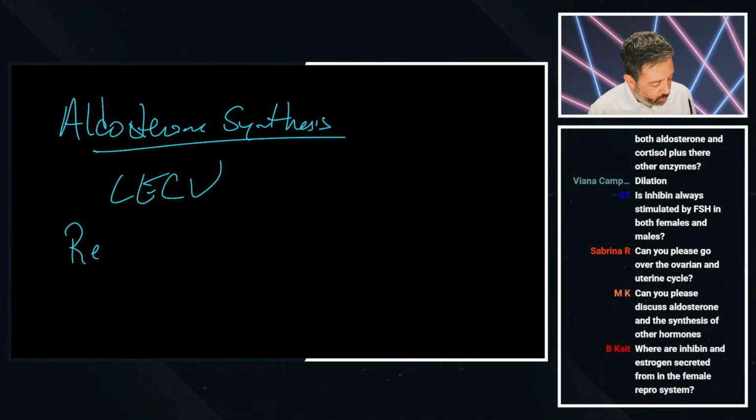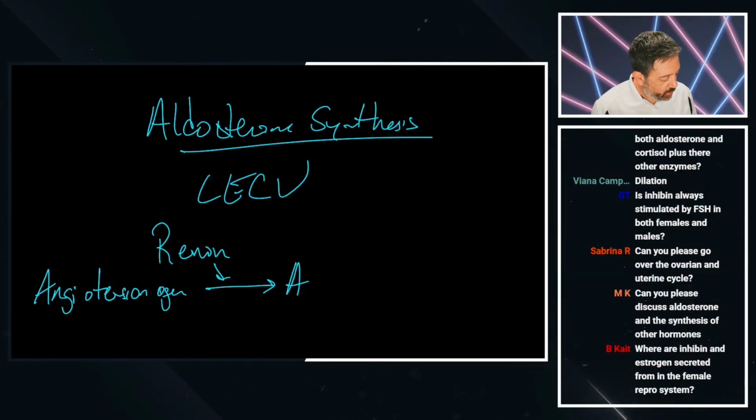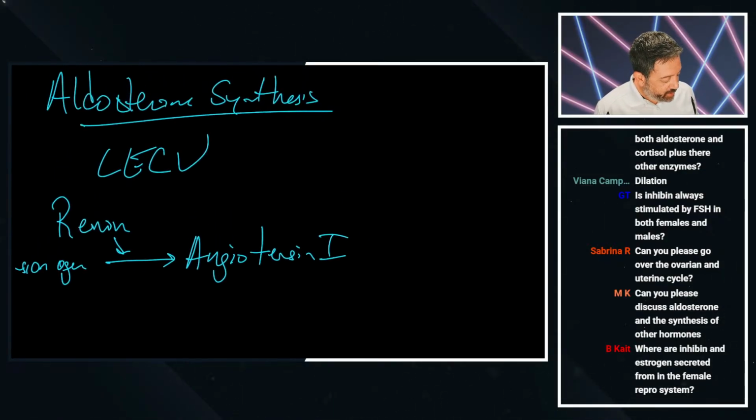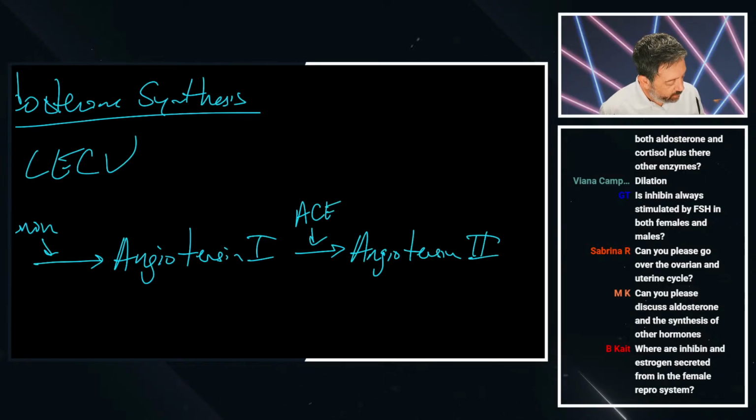So we get renin release. Renin provides the cleavage of angiotensinogen to angiotensin 1. Angiotensin 1 is then converted to angiotensin 2 by your ACE, angiotensin converting enzyme.